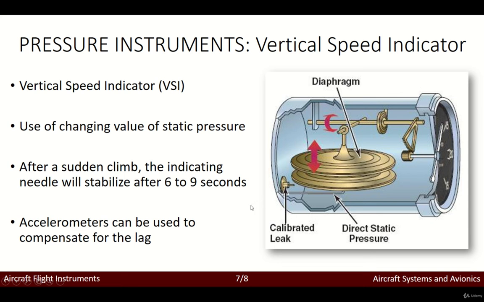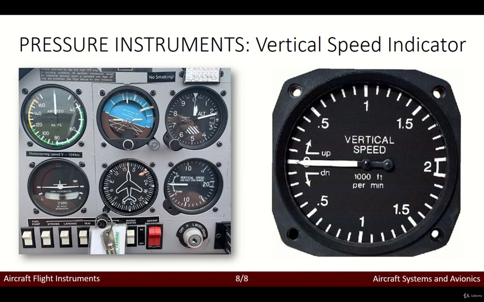Commonly in civil aircraft, especially cheap civil aircraft, we will only have one vertical speed indicator like this one. If we go a bit more advanced, we can use an accelerometer to optimize this problem, okay? So this is what we can see with the vertical speed indicator. It's pretty basic. It just indicates up and down, in feet per minute, as we mentioned before. And this is what it looks like.